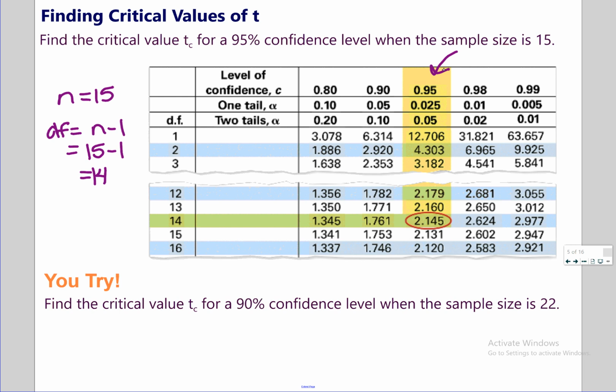So find the critical value for a 90% confidence level with a sample size of 22. So if my sample size is 22, what's my degrees of freedom?